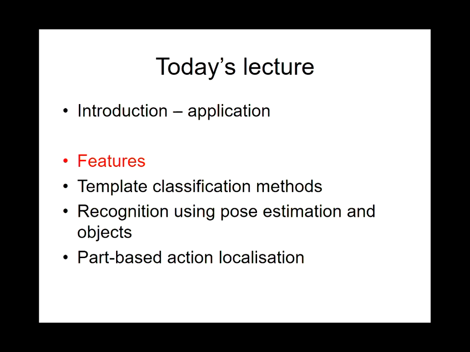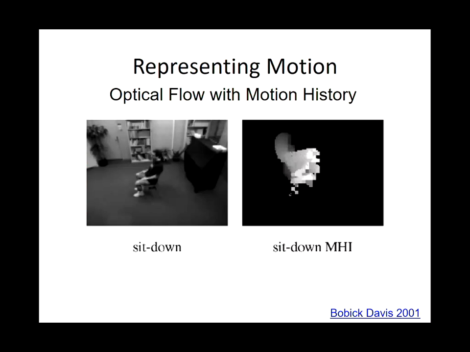And the first type of methodologies is template classification methods. The first direction of research tried to go from an image sequence depicting, for example, somebody sitting down, into a 2D representation that somehow summarized the whole sequence into one image. This image would summarize what happens in the image sequence, and it could be subsequently used within any of the image recognition methodologies that we have seen in the previous lectures.